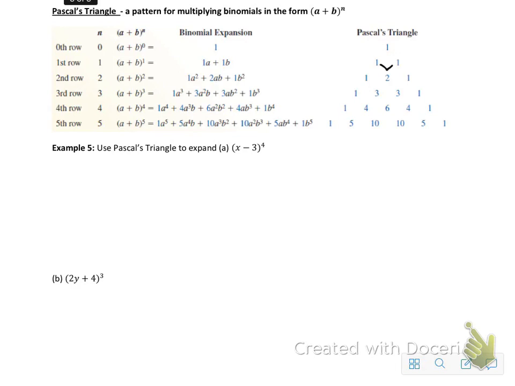So 1 plus 1 is 2, 1 plus 2 is 3, 2 plus 1 is 3, 1 plus 3 is 4, 3 plus 3 is 6, and 3 plus 1 is 4. It just always starts with a 1 and ends with a 1.